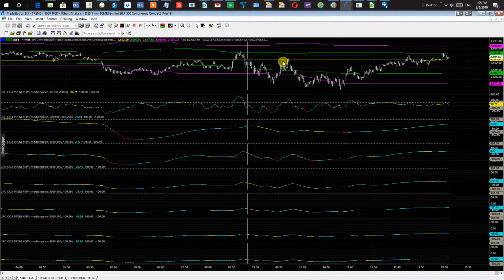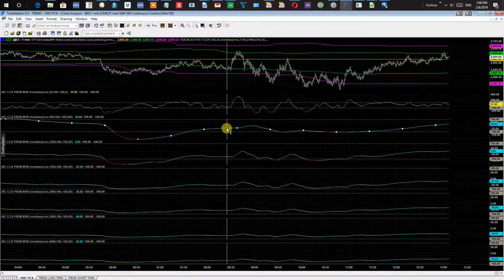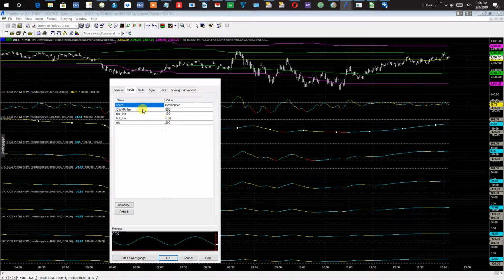How do you eliminate getting long in here? Well, another way to do that is to change one of the longer indicators, or you could even change this one. It really wouldn't matter. I'll just go ahead and change this.